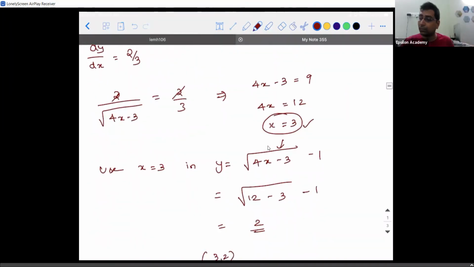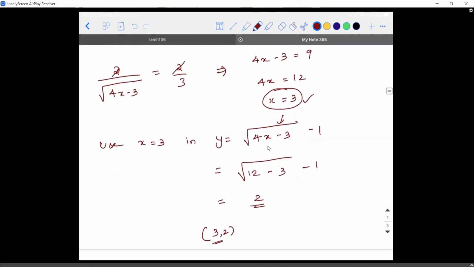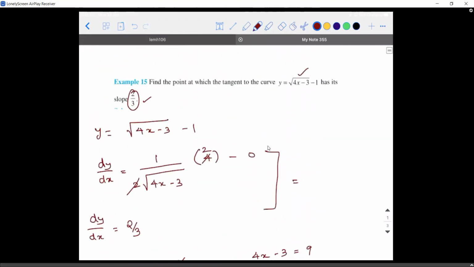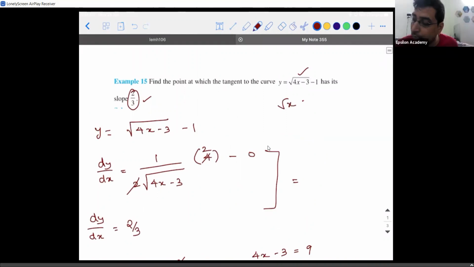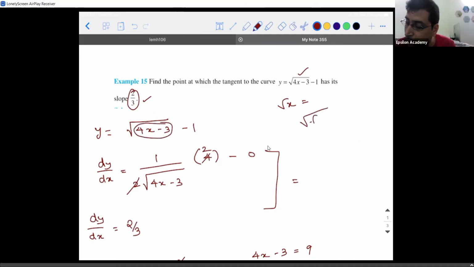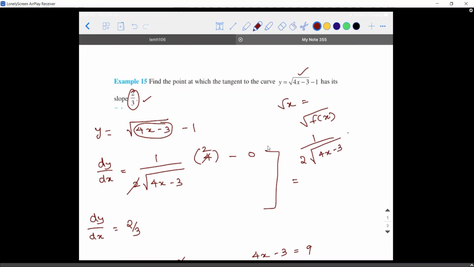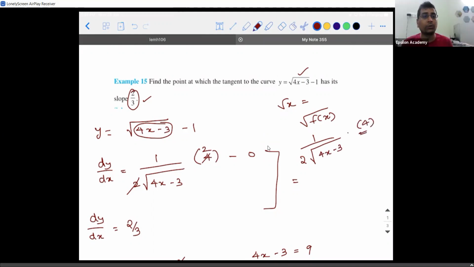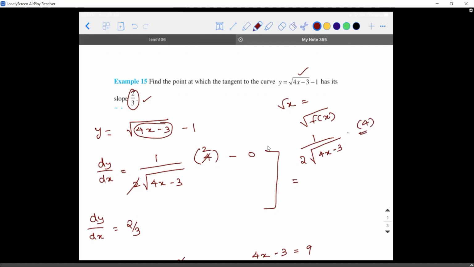Yes, tell me. Can you just explain that differentiation step, sir? That 1 by square root of 4x minus 3. The derivative of square root of x is how much? 1 by 2 root x. That's what I did. The square root of this whole thing, I took it as a function, square root of f of x. So 1 by 2 root of f of x, into the derivative of f of x. What is f of x? 4x minus 3. The derivative of that is 4. So for a square root function, we first take the derivative of the whole square root, then differentiate the inside function.